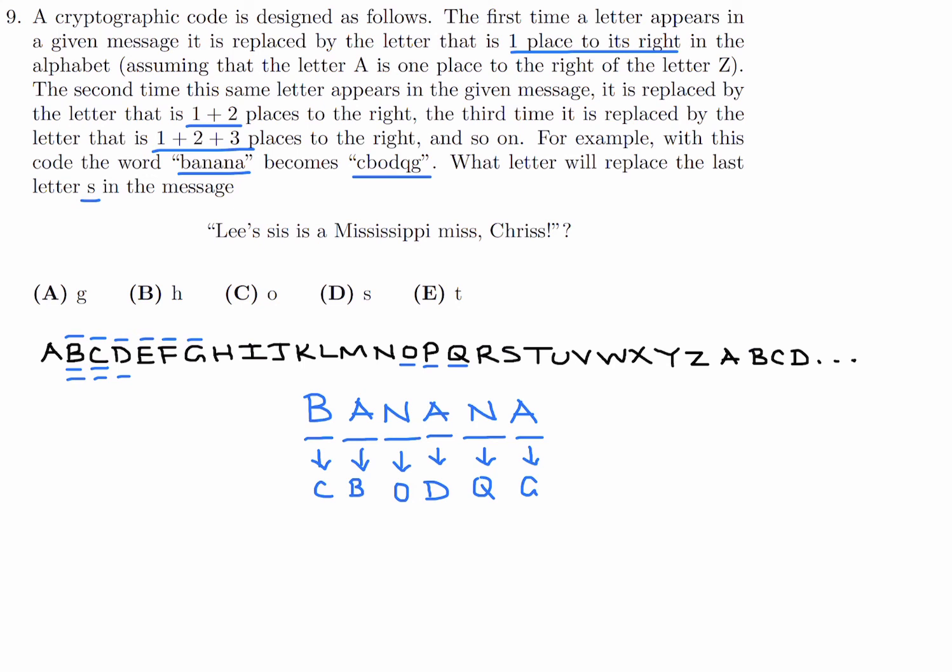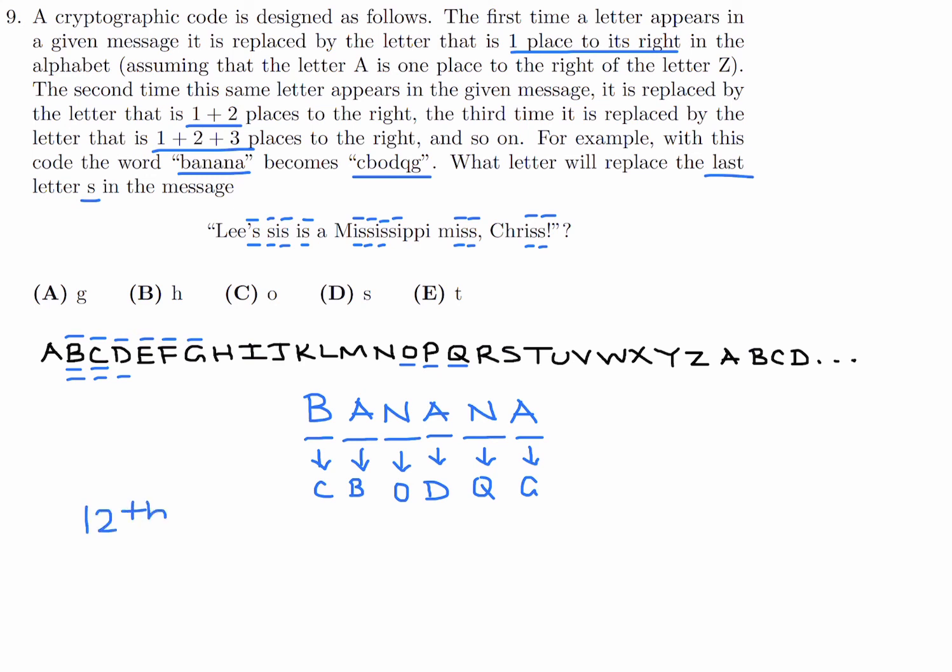Well, let's see here. 1, 2, 3, 4, 5, 6, 7, 8, 9, 10, 11, 12. It's small here, so I'm going to do it again. 1, 2, 3, 4, 5, 6, 7, 8, 9, 10, 11, 12. Yeah, 12. So that final S is appearing for the 12th time.